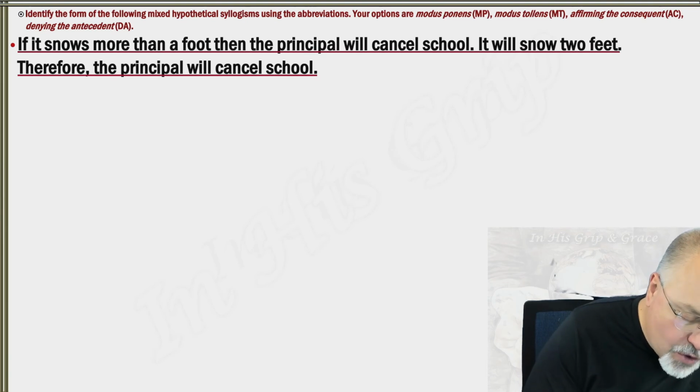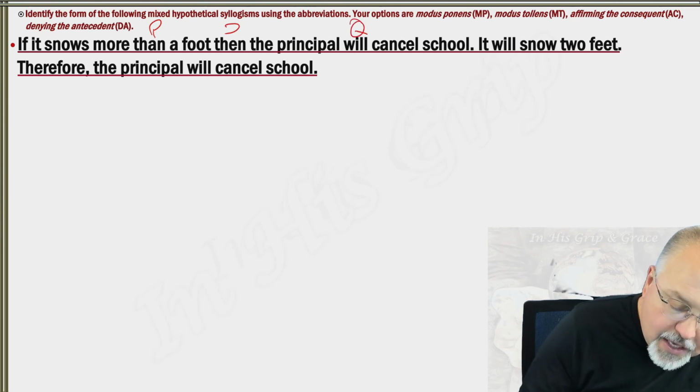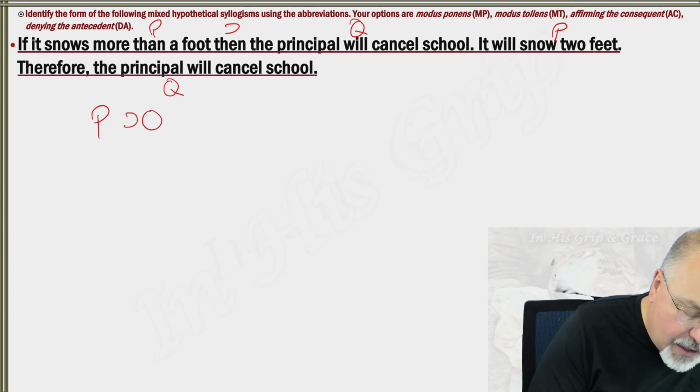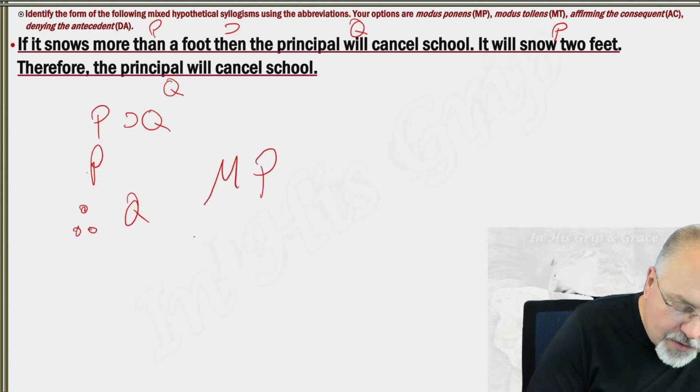If it snows more than a foot, that's P, then the principal will cancel school. Q, it will snow 2 feet. This is more than a foot. It's affirming P, right? Therefore, the principal will cancel school. So let's write it out. If P, then Q. It's affirming P, therefore Q. This is modus ponens, right? Modus ponens.